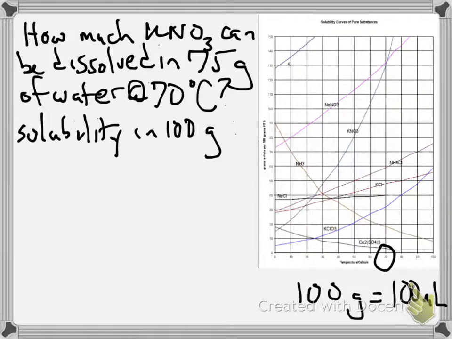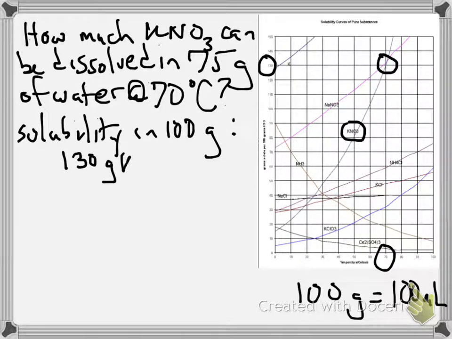So traditionally, when we're reading this graph, we're going to go all the way up that 70 line until we see the curve for KNO3. KNO3 is right here in the middle. We can see that its solubility greatly increases with temperature, so if we heat it up, we can dissolve a lot more. And it looks like the solubility is right at 130 grams of KNO3 per 100 grams of water.